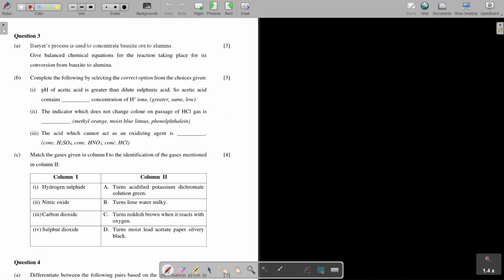Okay, let's go to the next question, question number 3. A, Bayer's process is used to concentrate bauxite ore to alumina. Give balanced chemical equations for the reaction taking place for its conversion from bauxite to alumina. You can see here 3 marks. If you remember, Bayer's process includes 3 equations, therefore it is for 3 marks. You need to write all the 3 equations, and that too balanced chemical equations.